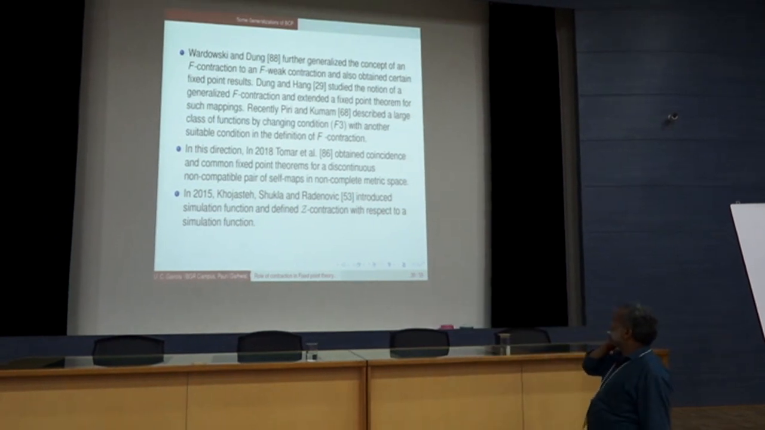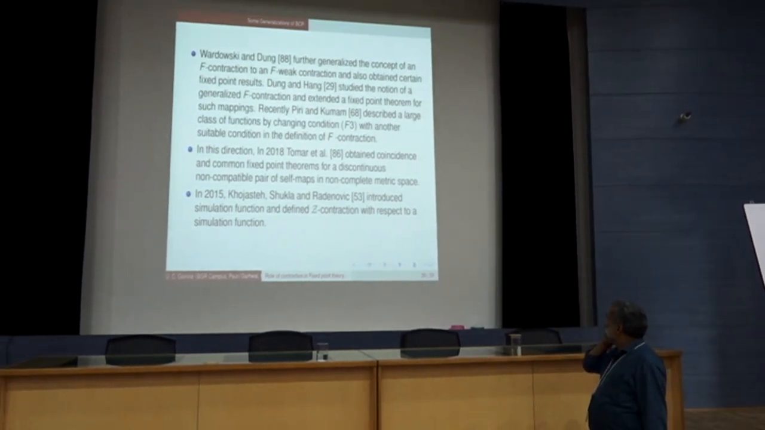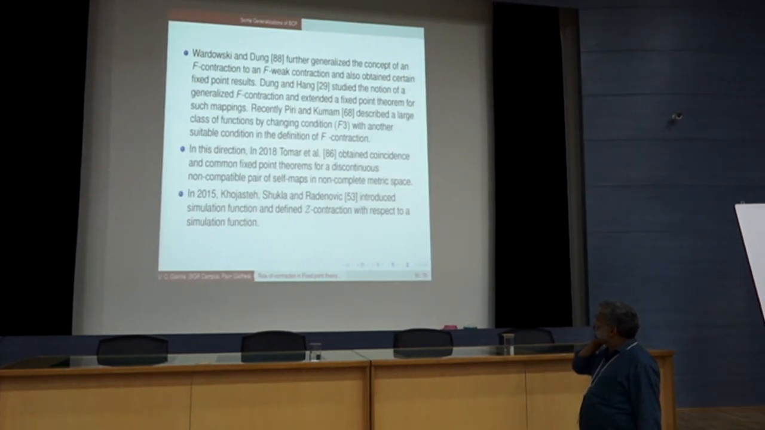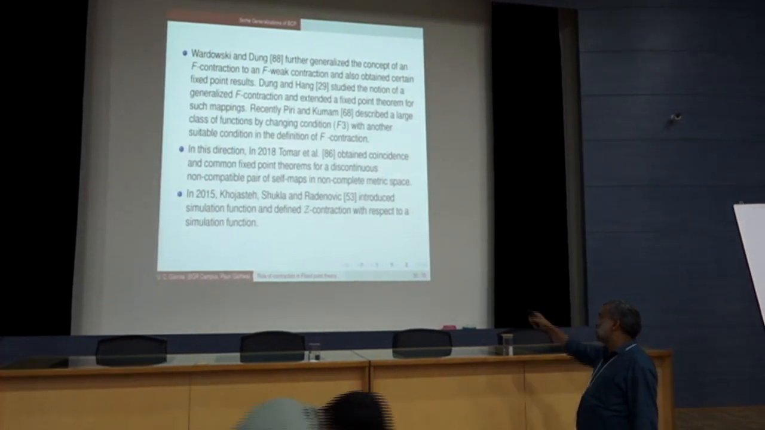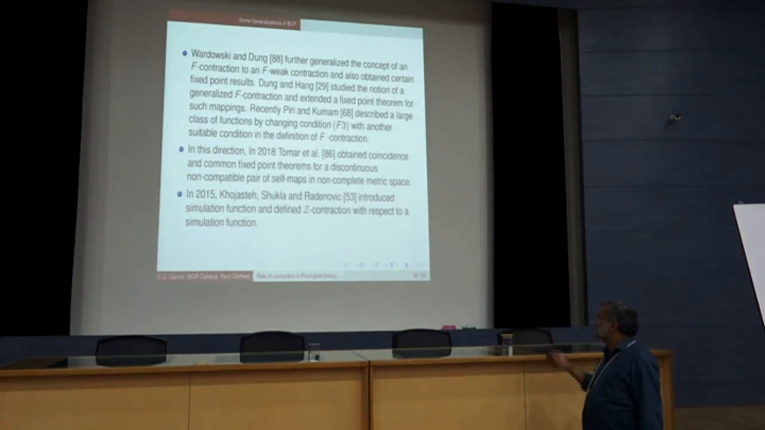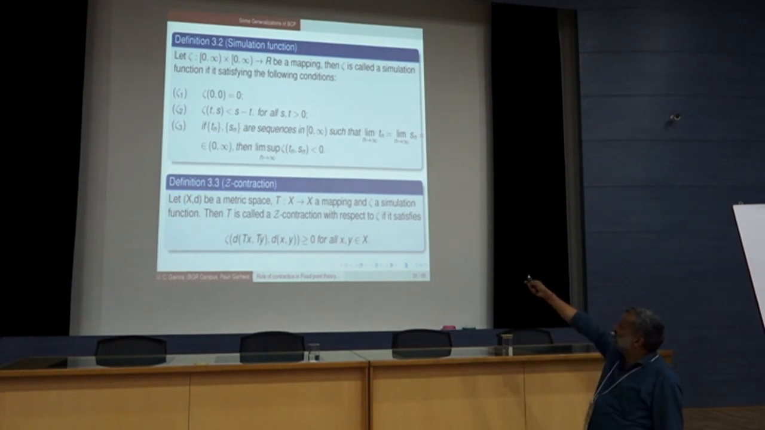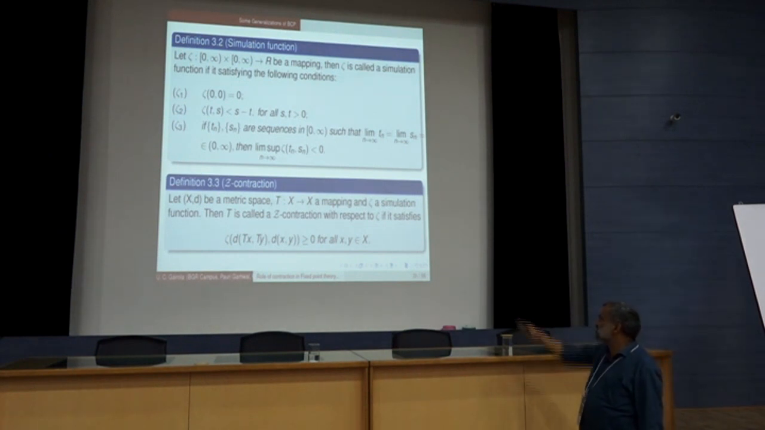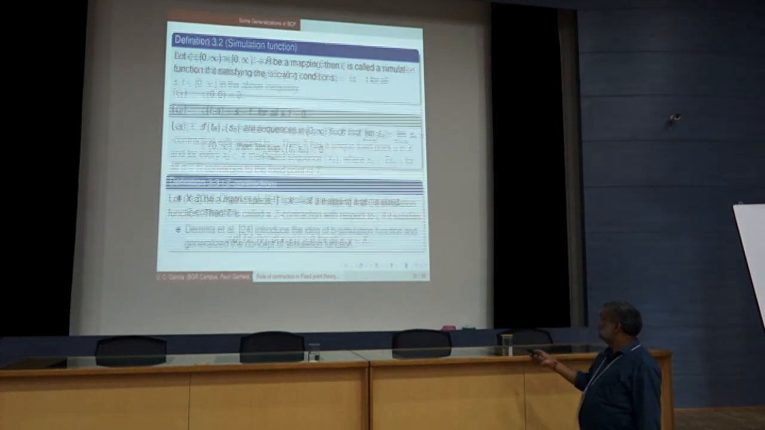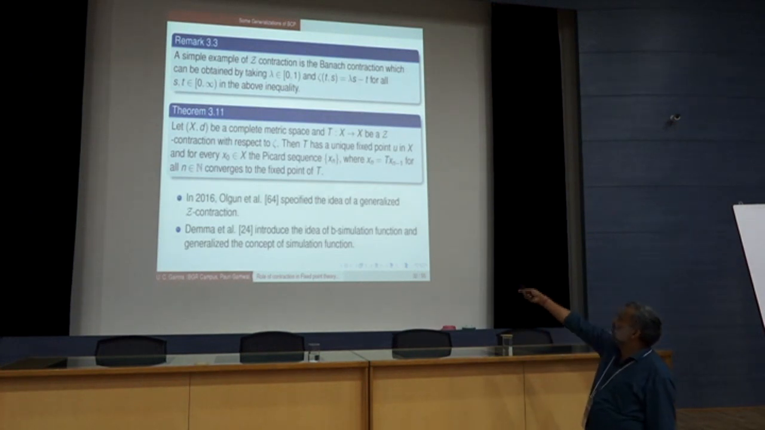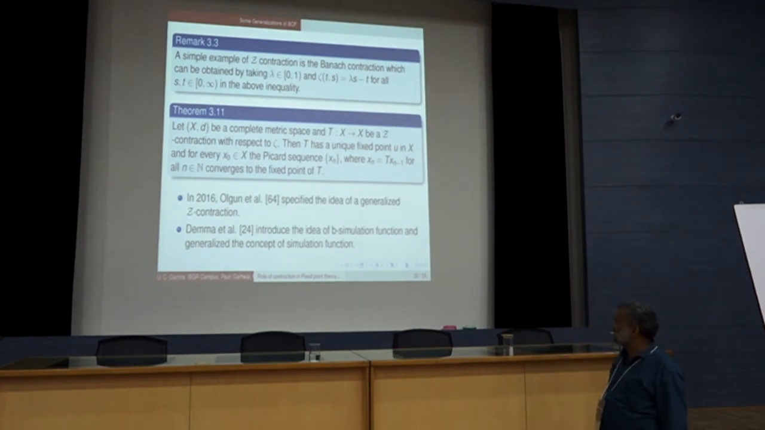In 2014, Khojasteh, Shukla and Radenovic introduced the simulation function. This is another idea, and they also gave a new contraction condition called Z-contraction. You can see here the simulation function is defined like this, and then the Z-contraction is defined like this on the metric space. Combining these two ideas, you can have this theorem. Simply, let (X, d) be a complete metric space, and T from X to X be a Z-contraction with respect to zeta, then T has a unique fixed point in X.